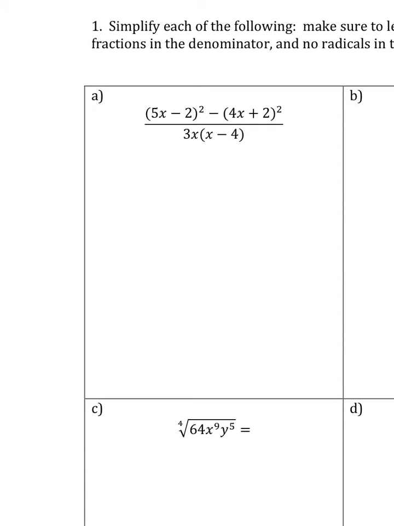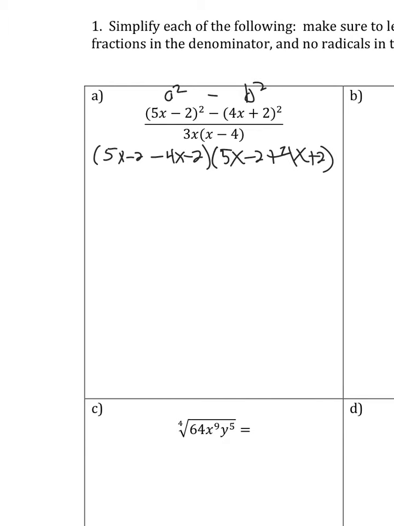Okay, so let's take a look at what's going on here. In A, we have a difference of perfect squares, a squared minus b squared. So we're going to use our factorization of a difference of perfect squares, which is a minus b times a plus b, to get 5x minus 2 minus 4x minus 2 multiplied by 5x minus 2 plus 4x plus 2.